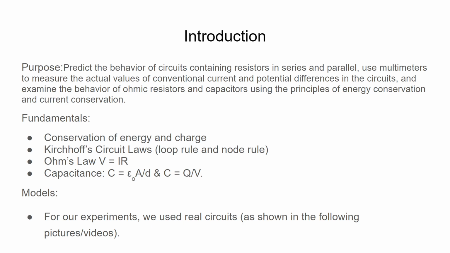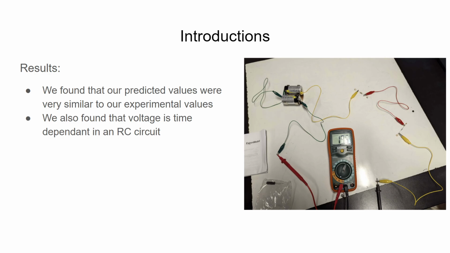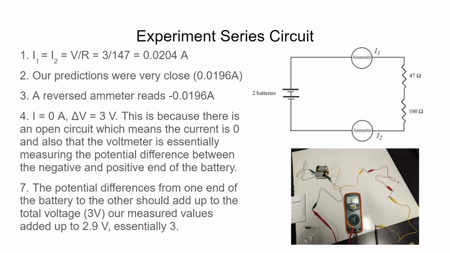So in this, we used real circuits, which you'll see in the following pictures. Here are the results we found. We found that our predicted values were very similar to experimental values, so our calculations were correct. We also found that voltage is time dependent when we're in an RC circuit. Here's our experiment with our series circuit.